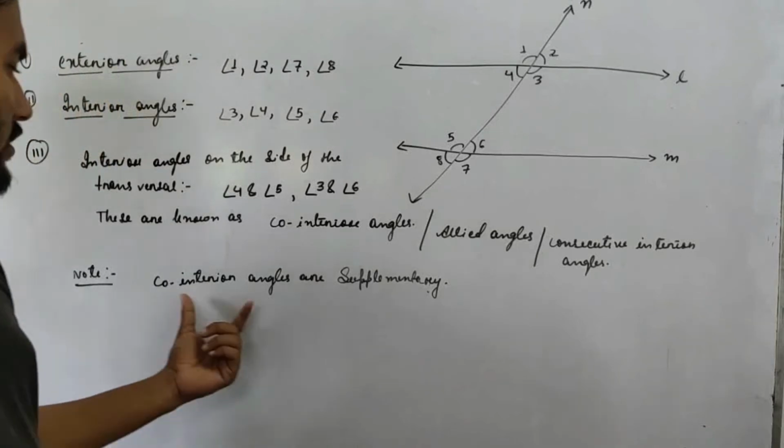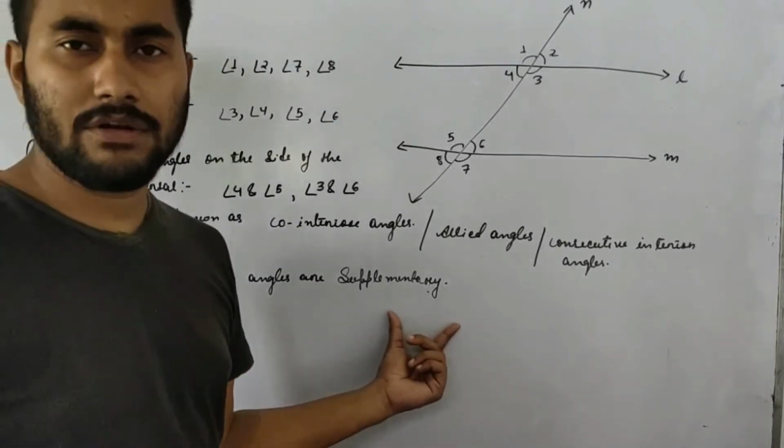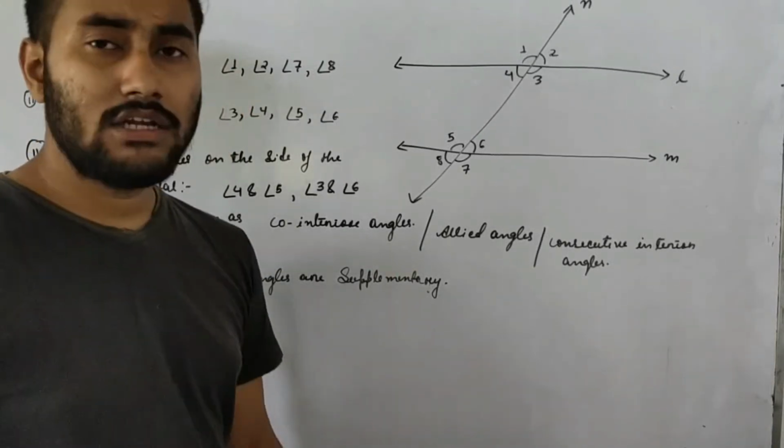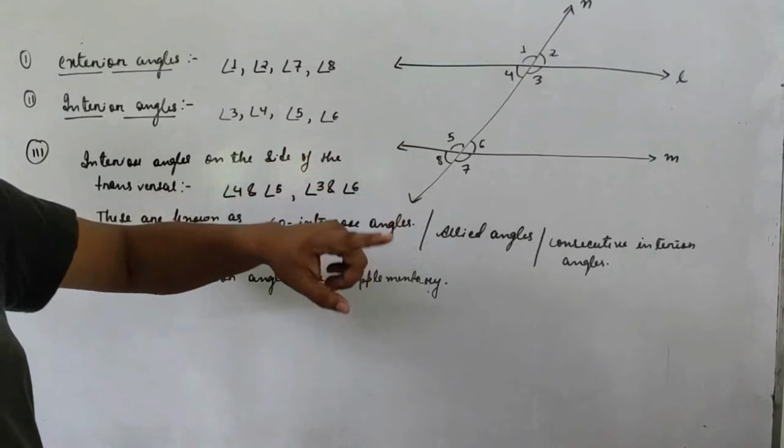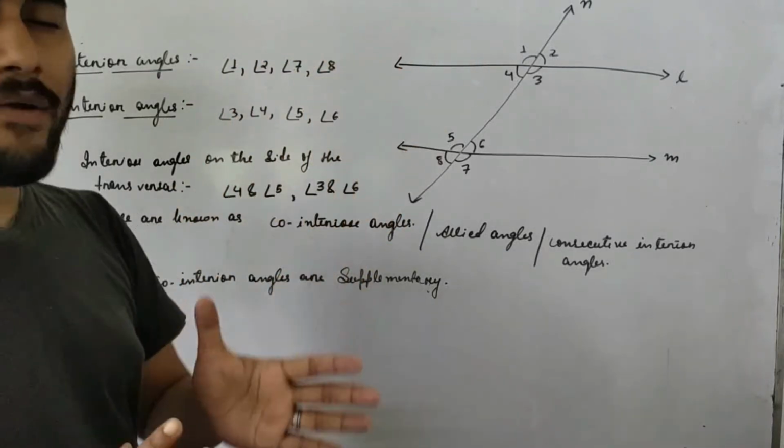180 degrees. Or in short, co-interior angles are supplementary. So like this I can say. So try to understand what I am saying. In the diagram, you have to understand, okay, this plus this, why 180 degrees?